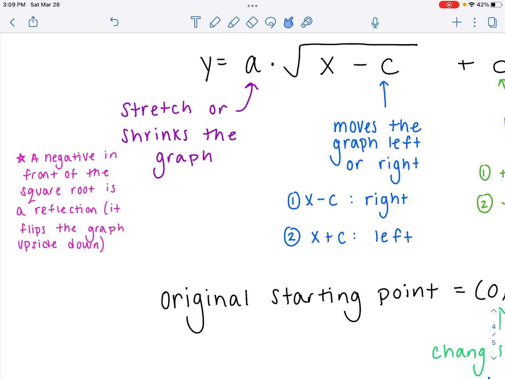the value of A. And one special thing to take note of is that if the A value is negative, if there's a negative number in front of that square root symbol, we call that a reflection. So it's also going to flip the graph upside down.